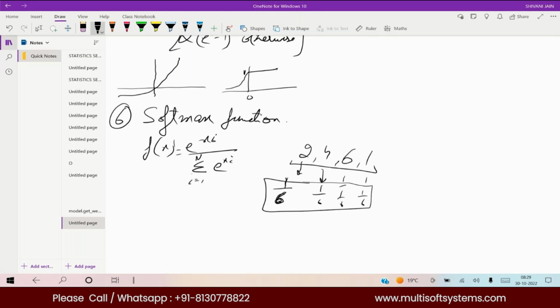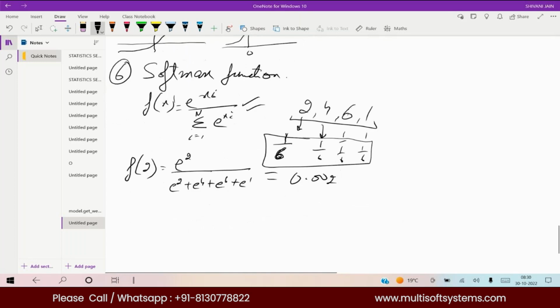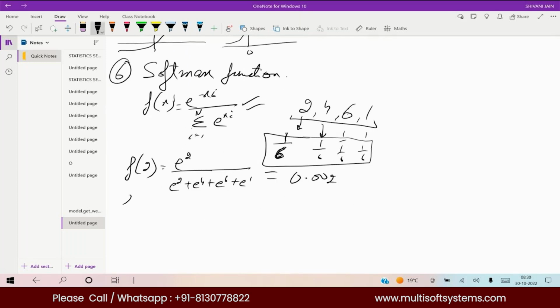In this, if I want to calculate the chances for each value, I will say the more the magnitude, the more the value. So this will have the maximum value. How will we calculate this? F of 2 is equal to, putting it in this equation, e raised to the power 2 divided by e raised to the power 2 plus e raised to the power 4 plus e raised to the power 6 plus e raised to the power 1. When you calculate this, you will get some value, let's say 0.002. Then you will calculate f of 4: e raised to the power 4 divided by e raised to the power 2 plus e raised to the power 4 plus e raised to the power 6 plus e raised to the power 1.